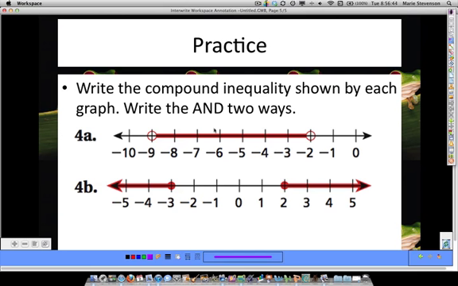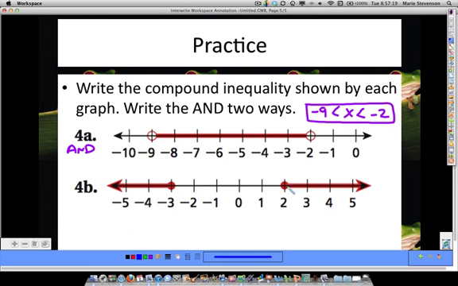Okay, this is connected. So that tells me this is an AND. So I'm going to put X in the middle. Now, I can see I have an open circle on the left, so it's just a less than, and I have an open circle on the right, it's just a less than. My lower bound is -9. My upper bound is -2. So that's my inequality for A.